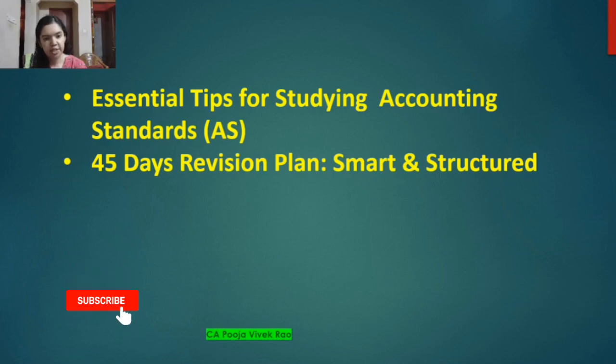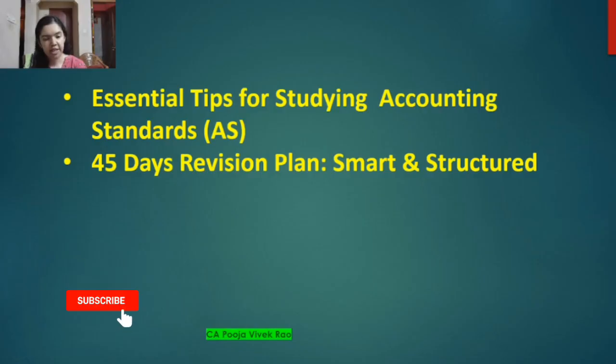Then from day 16 to day 30, this will be your practice phase. Solve all the past year papers, RTPs, MTPs, model test papers and your case scenario booklet. Revise all the accounting standards thoroughly with practical application.